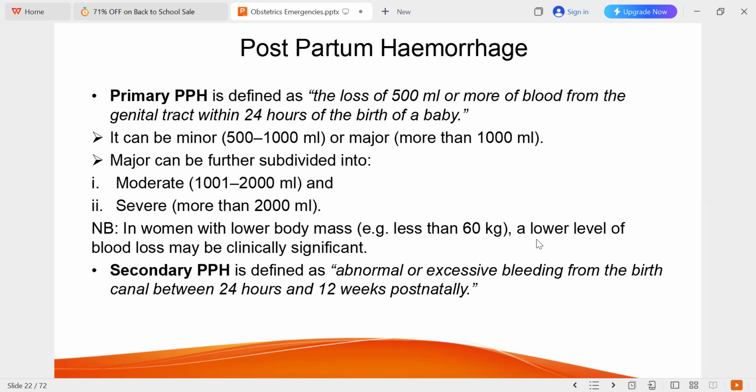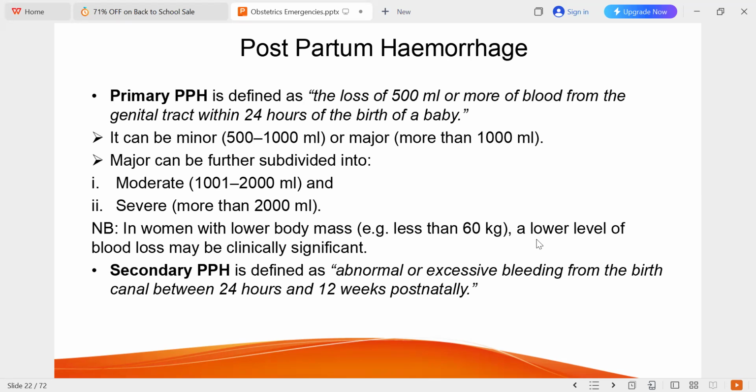So PPH could be primary or secondary. All right. So primary PPH is when there's a loss of 500 ml or more blood from the genital tract within 24 hours of the birth of the baby. So it could be minor when you have between 500 to 1,000 mils, or major when you have more than 1,000 mils of blood loss. All right. So major can also be divided into moderate and severe.